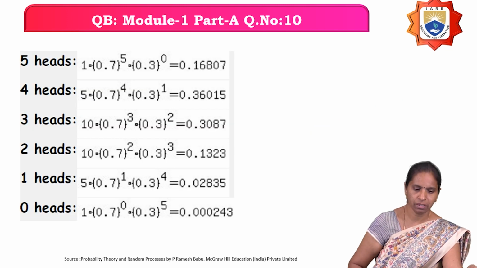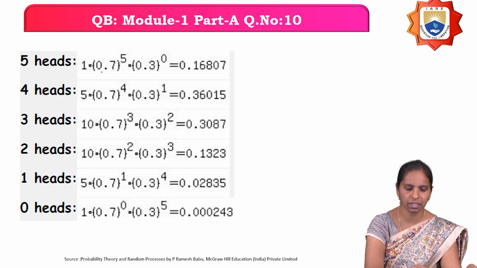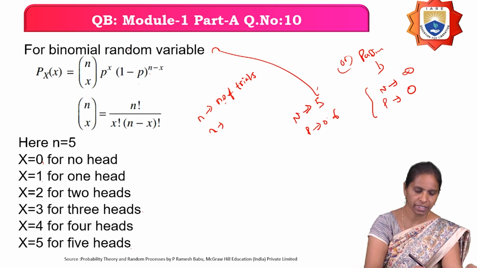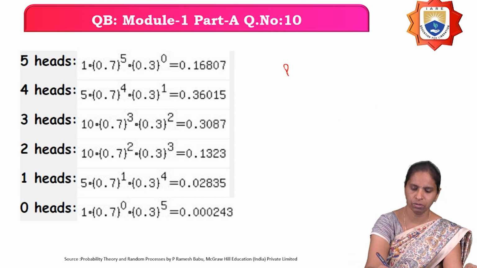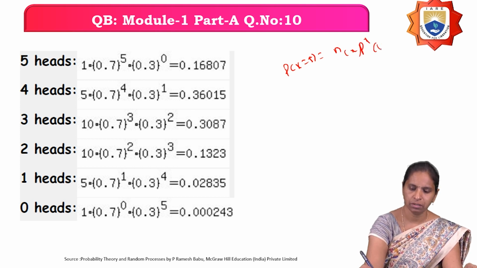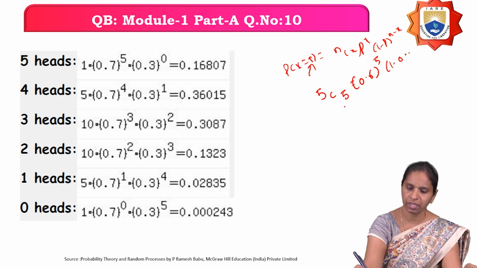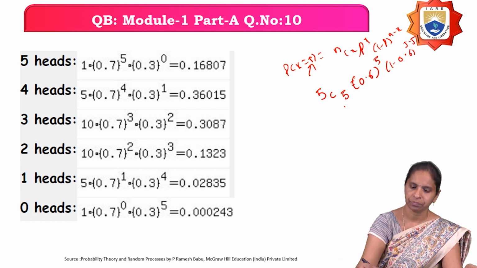Then what is the first one? What is the probability of getting 5 heads? P of x equals 5, nothing but nCx p power x into 1 minus p power n minus x. Here n is 5, so 5Cx, and x is 5. 5C5 into p, the probability of success, power x, where x is 5, into 1 minus p power 5 minus 5. What is 5C5? Nothing but 1.